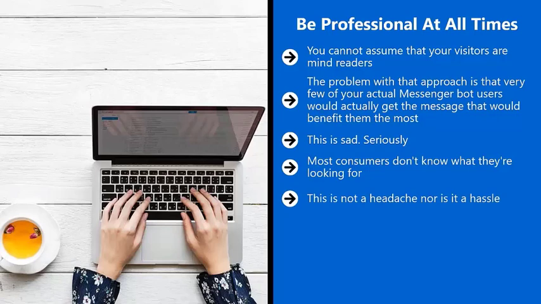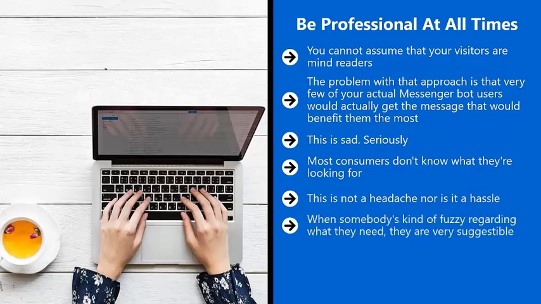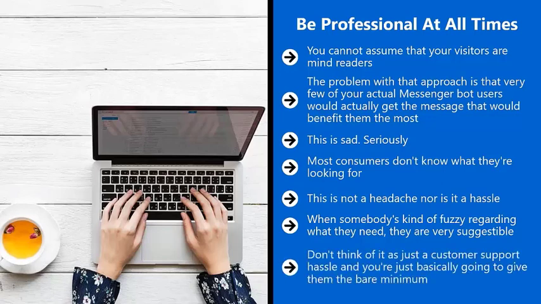It's a golden opportunity. When somebody's kind of fuzzy regarding what they need, they are very suggestible. This means you can position the conversation in such a way that they may buy something that they normally wouldn't buy, or they would buy more of something that they already are intent on buying. You see how this works? It's an opportunity.